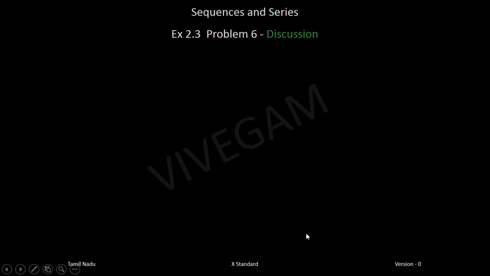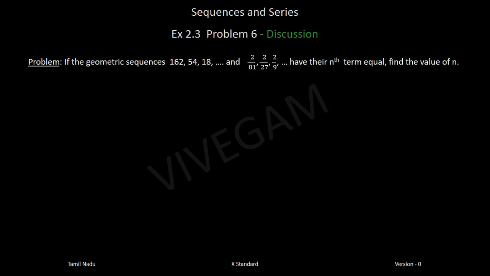Discussion, problem 6. Let's read the problem. The geometric sequences 162, 54, 18 and 2/81, 2/27, 2/9 have their nth term equal. Find the value of n. Pretty different, isn't it? Okay, anyway, let's mark.